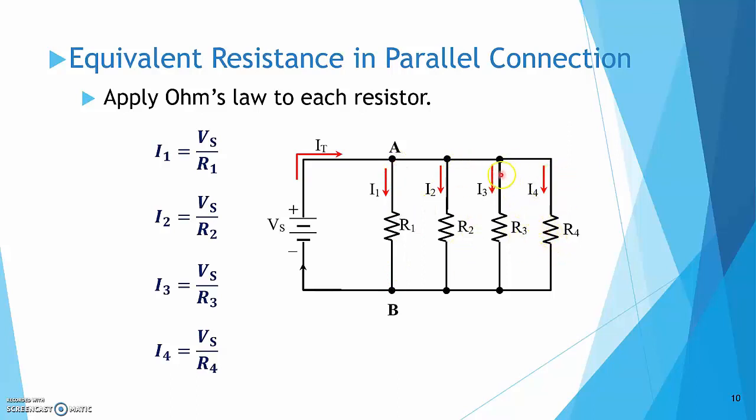So we can apply Ohm's law, I equal to V over R, to calculate the current going through each of these resistors. I1 will be equal to Vs divided by R1, this one. I2 will be equal to Vs divided by R2, this equation, and similarly for I3 and I4.